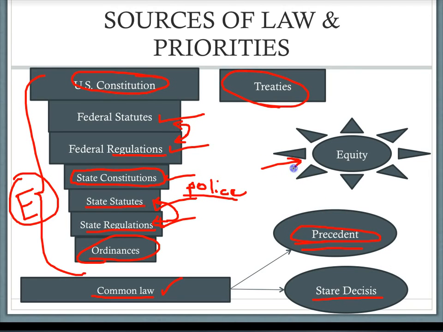We also have equity. And equity are non-monetary remedies that are designed to remedy an injustice. When someone asks for an equitable remedy, they're really saying that the legal remedies, that is money damages, are inadequate to resolve the situation. So someone who's asking for an equitable remedy is asking for something like, will the court grant an injunction to stop someone from doing something? Or will the court grant specific performance and require that a party fulfill the terms of a contract?